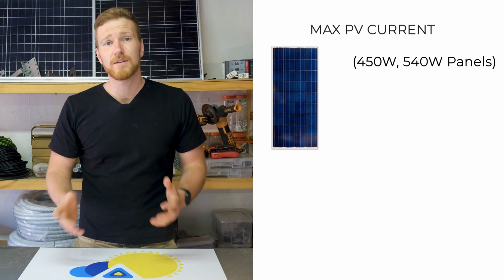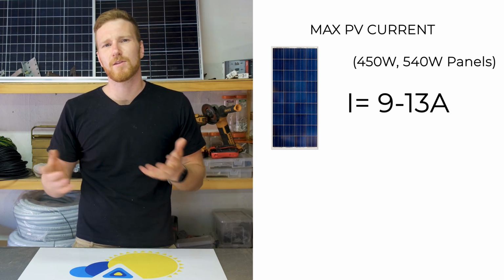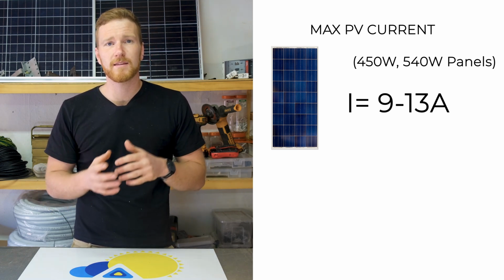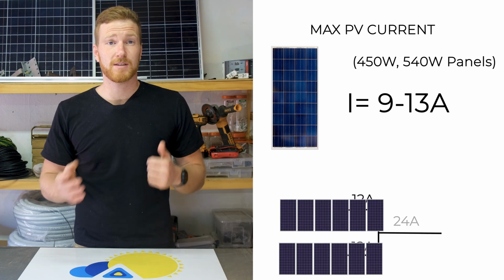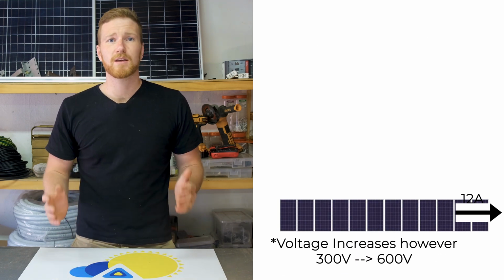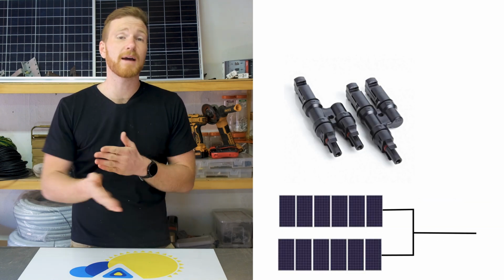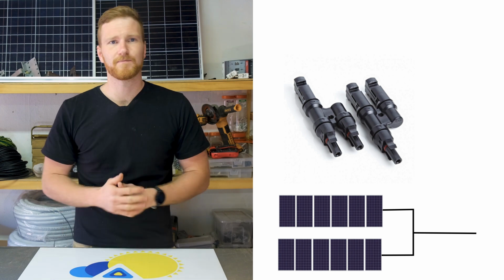The maximum PV current. Each panel's current varies between 9 and 13 amps. And when you combine the panels in parallel, the amperage is added, but remains the same when it's in series. You can make use of MC4 combiners to achieve the combining of parallel strings.